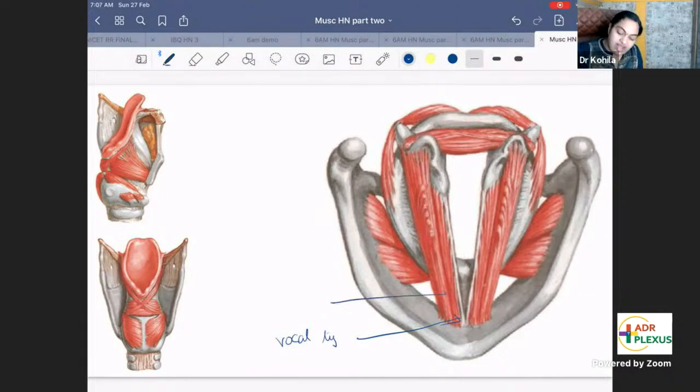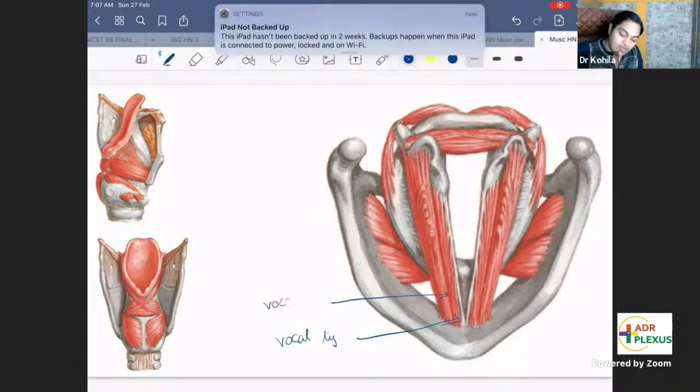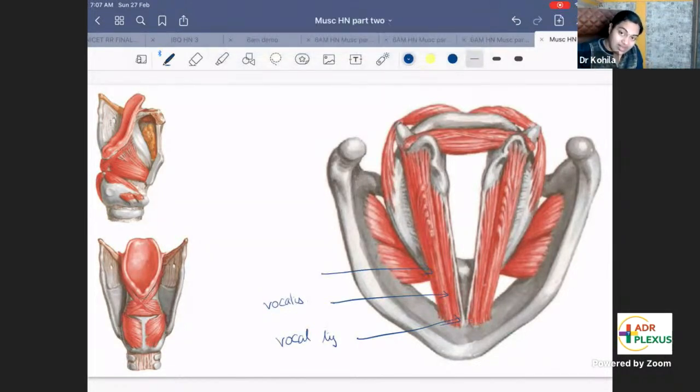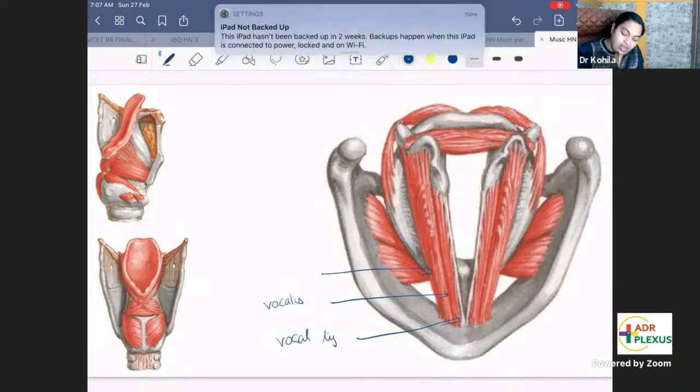Just next to it is the muscle. Very good, Dr. Pavitra. And just next to it, what is that? The muscle that is next to it, from where is it going? From the thyroid to the arytenoid. That will be thyroarytenoid. Am I right? Thyroarytenoid.